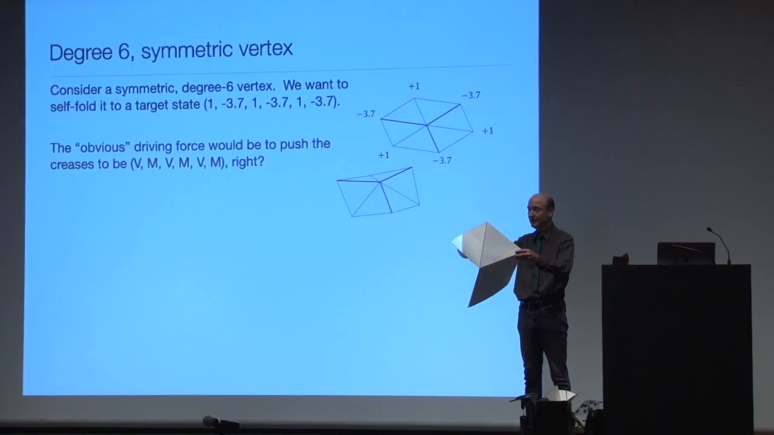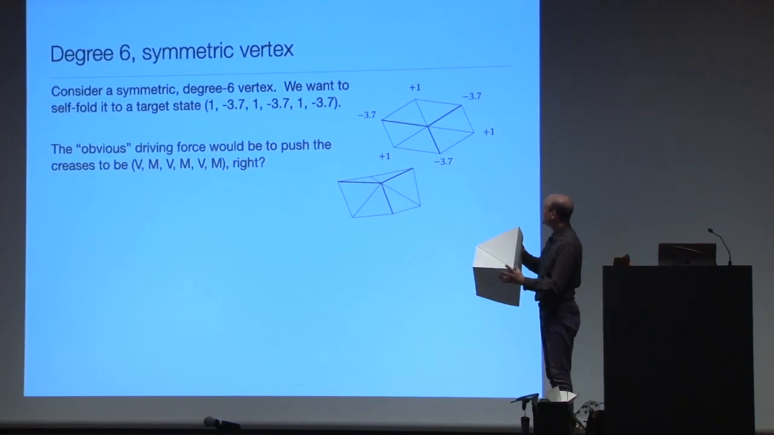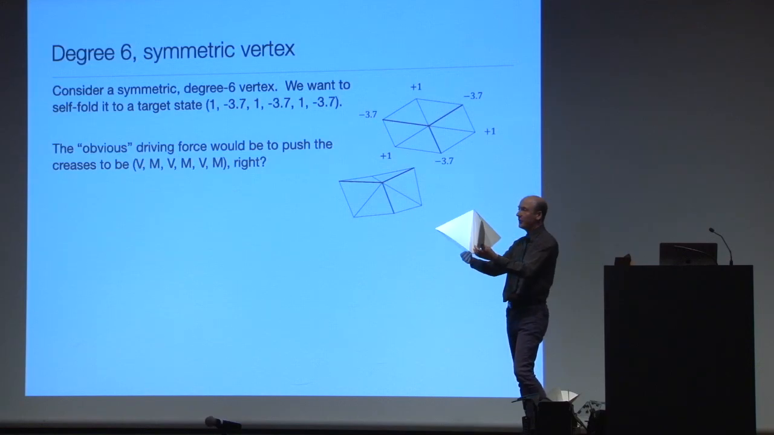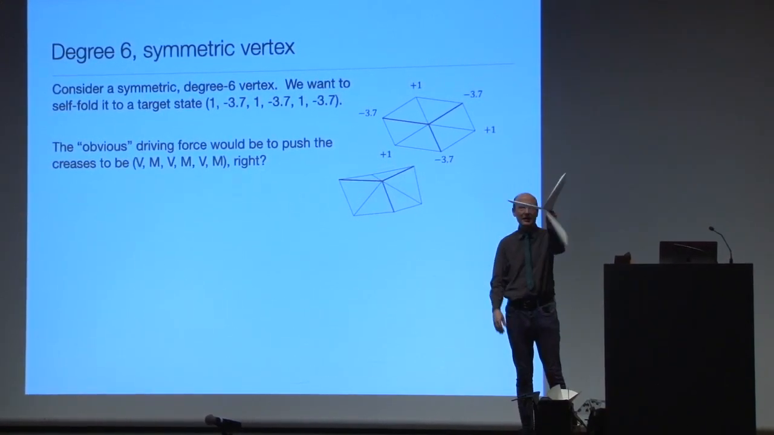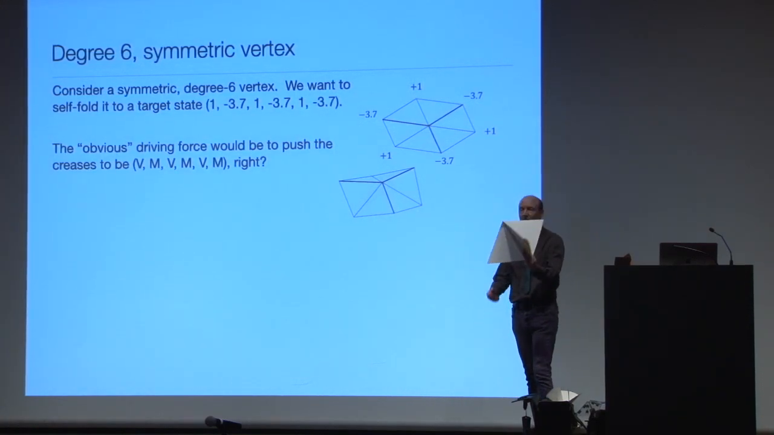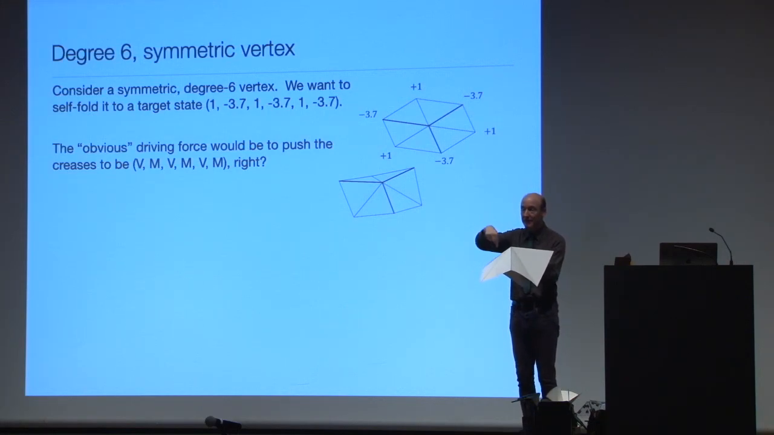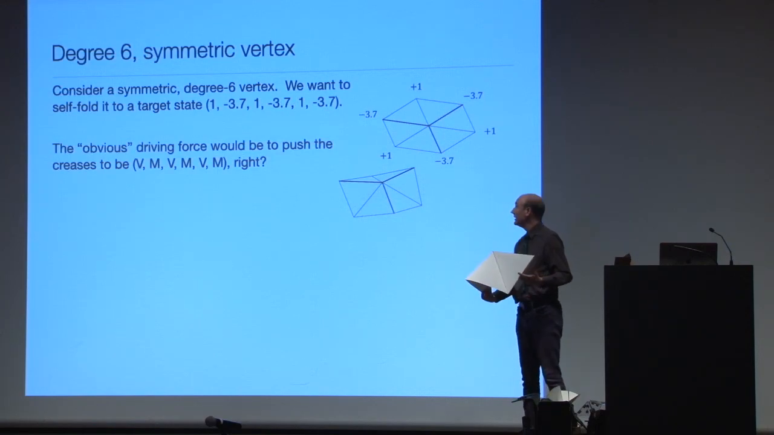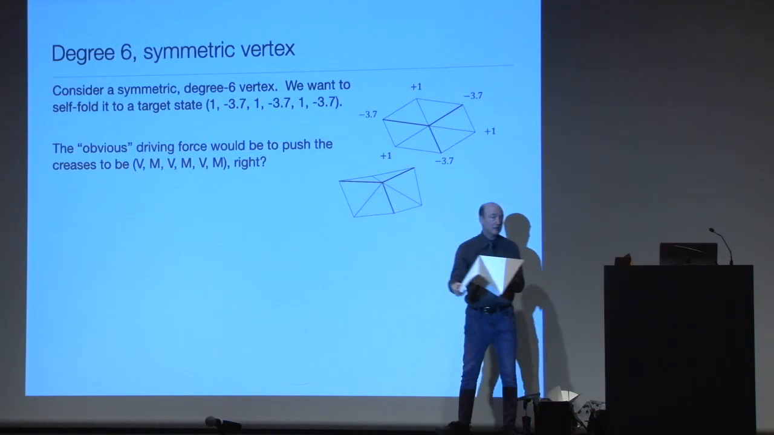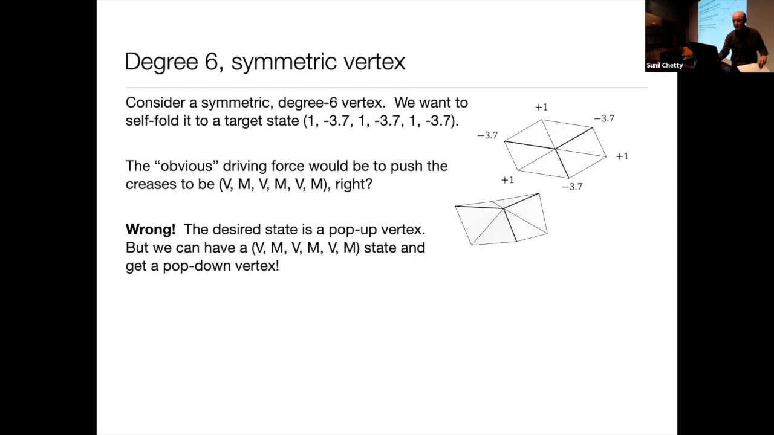As you can see, the paper's getting a little floppy here, so you do have to be a little careful. This is work I did with Tomohiro Tachi. We were wondering how we would self-fold this degree 6 vertex into this state that we call a tripod. It's got alternating mountain, valley going around it. The tricky thing here is that even with this mountain-valley assignment, there's more than one way I could fold it. I could fold it with this vertex popping up like this, or I could pop it down.